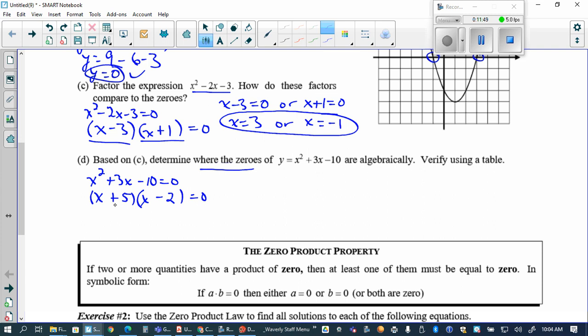Okay. If that thing times that thing equals 0, what do I know about the solutions? Like up here, if these two things multiply to 0, one of them has to be 0, or both, right? So I just do what? X plus 5 equals 0, or, use the word or, what? Or x minus 2 equals 0. Okay, so what does x equal over here?